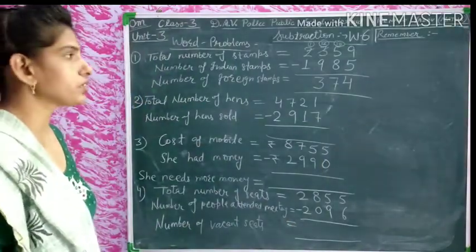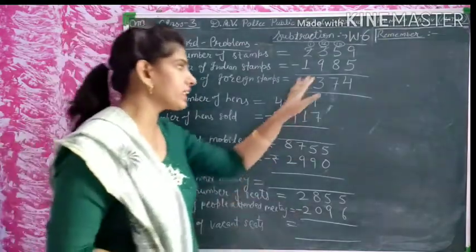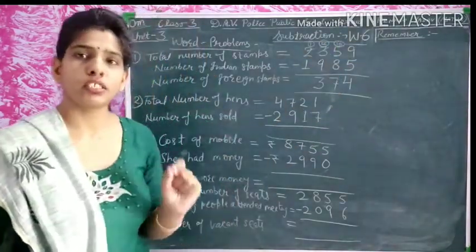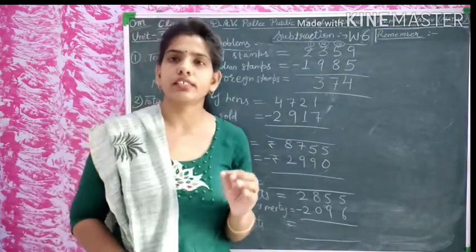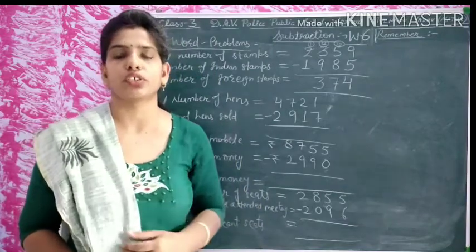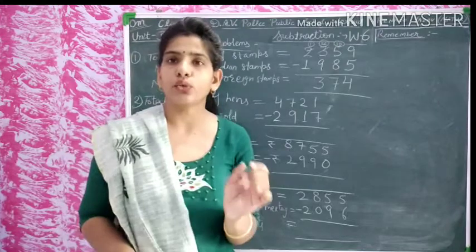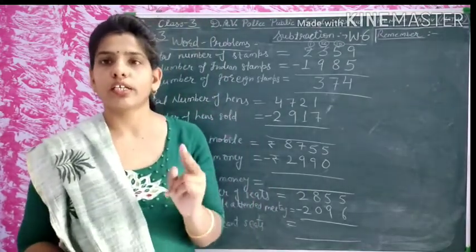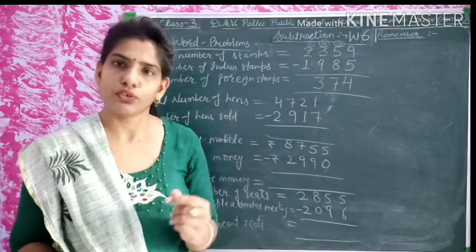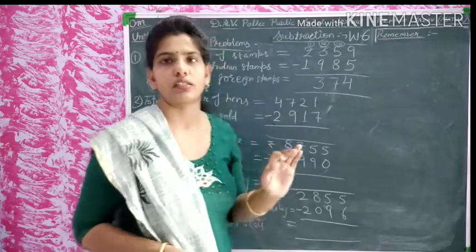Is it clear, students? You have done all the questions related to subtraction. It is very easy. This step is very easy for you. But you need to understand the language of the question. So try to read the question 2 times, 3 times until you can understand it. If you understand, then you will solve this question very easily, step by step.